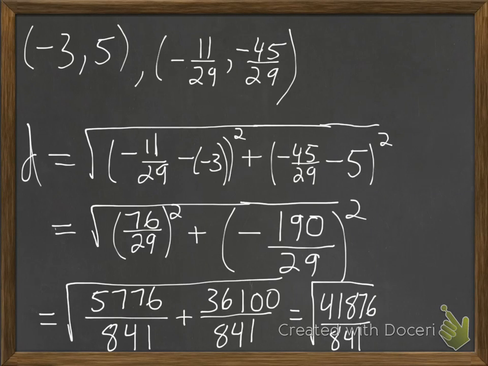Okay, so now I've taken and added up using my distance formula, negative 11/29 minus a negative 3. This simplifies to be 76/29 squared, which is 5,776 over 841. And then the difference of the y's, negative 45 over 29 minus 5, which would be negative 190 over 29. When you square that, you get 36,100 over 841. Adding those up, we get 41,876 over 841.